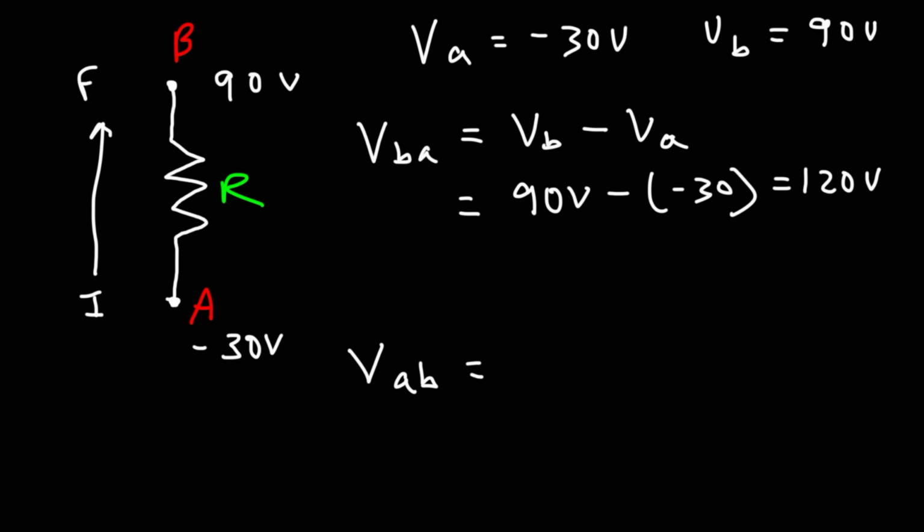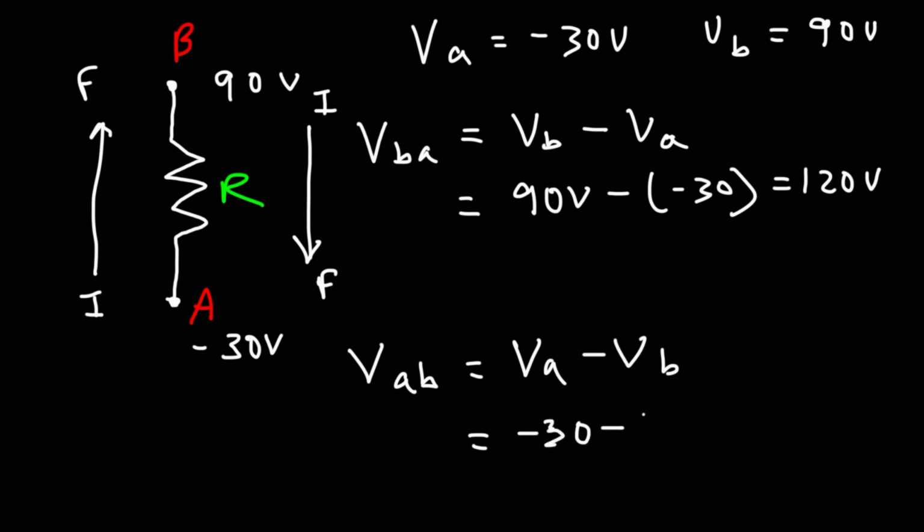Now if we want to calculate VAB, in analyzing the direction, we're going from B to A. So B becomes the initial value, A becomes the final value. So it's final, VA, minus initial. So A, VA is negative 30, minus VB, which is positive 90. So we get negative 120.